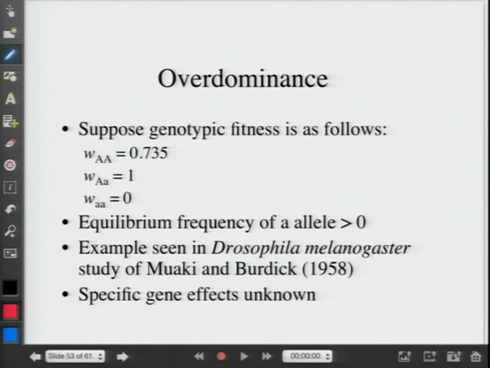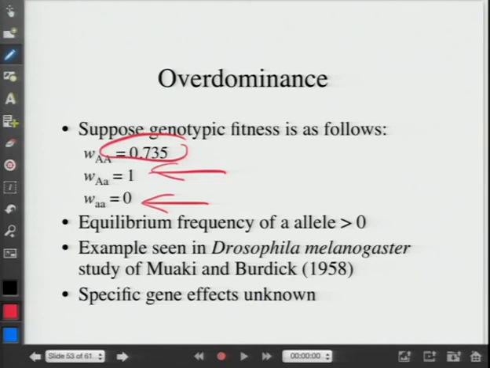So the highest fitness genotype has a fitness of 1. The fitness of the little a genotype is 0. So that's lethal to get 2 copies of this allele. But guess what? If you have 1 copy, your fitness is higher than if you have 0 copies. Right? So this is overdominance. The best genotype to have is the heterozygote genotype, in which case the equilibrium frequency of this allele is some number greater than 0.